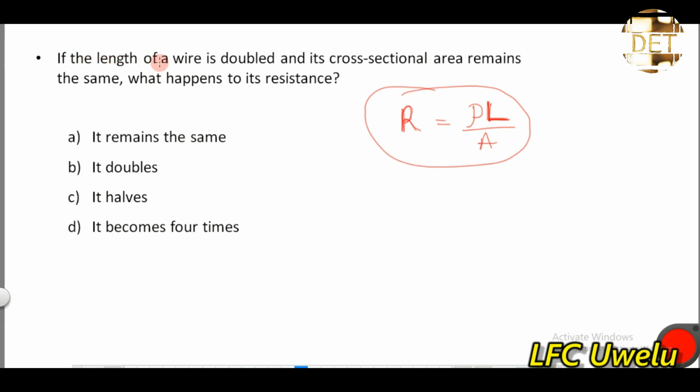So if the length of a wire is doubled and its cross-sectional area remains the same, what happens to the resistance? The resistance will also double. So the correct answer to this question is option B. It doubles because they are directly proportional.